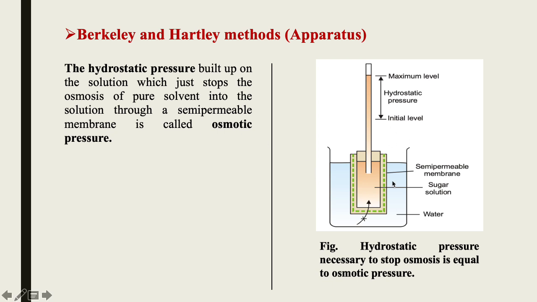So here the best example is hydrostatic pressure, where you have water inside a beaker. Inside this is your semi-permeable membrane, and inside you have a sugar solution. From outside, water will not go. Initially it was at this level, but as the concentration of sugar inside is more, the solute is more, so outside water will go inside. So the hydrostatic pressure will increase, up to a maximum at this level.